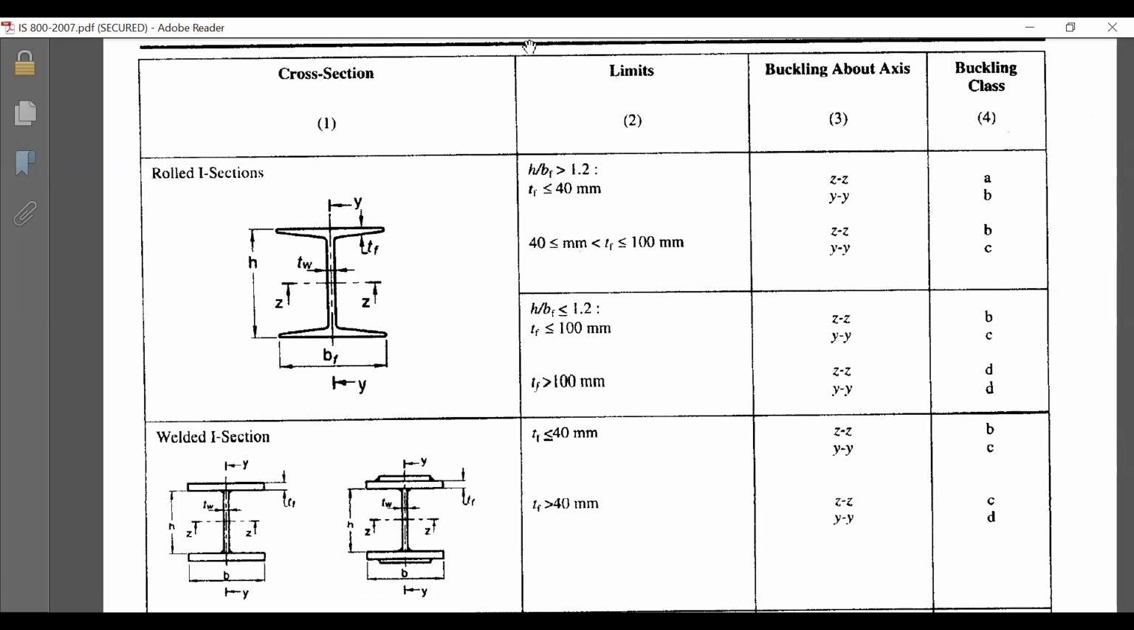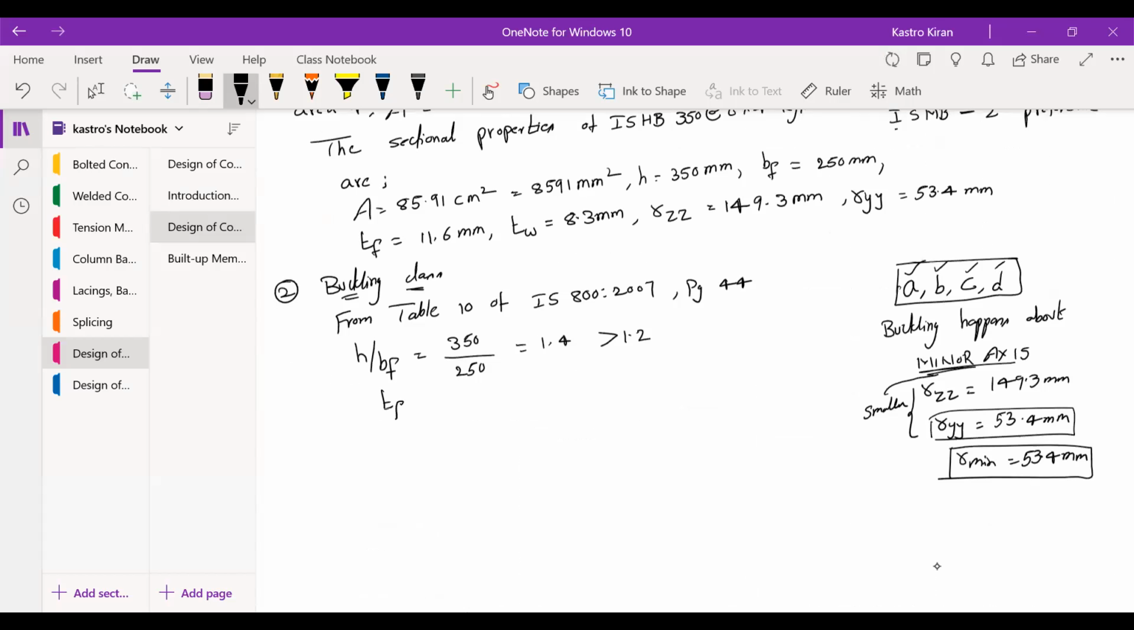So let's find out what is the thickness of the flange for our section. The thickness of the flange of our section is 11.6 mm. So is it less than 40 or greater than 40? It is less than 40, right? So remember here, the h by bf value is greater than 1.2 and the tf value is less than 40. So this is the condition which has been satisfied by our section, that is ISHP 350.